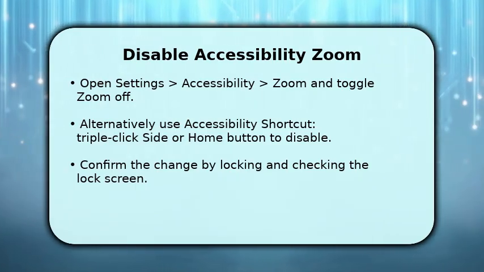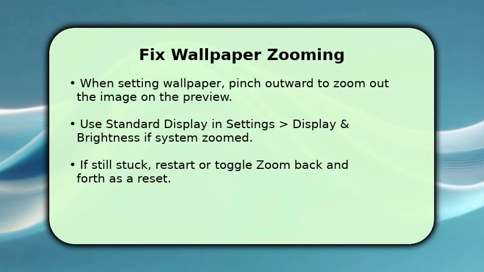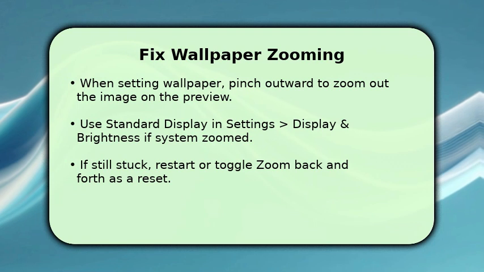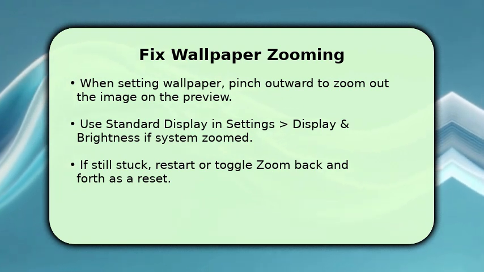If the wallpaper itself appears zoomed, go to Settings, Wallpaper, choose a new wallpaper, then on the preview pinch outward to zoom out and position the image exactly how you want it. Set it for lock screen.